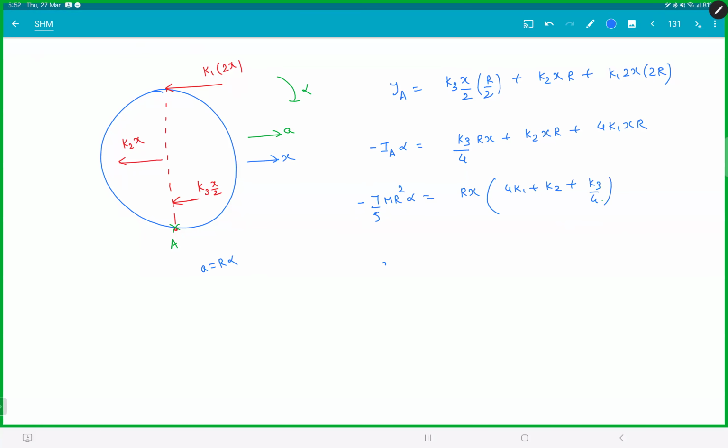One R will cancel. You will get A is equal to minus 5 by 7m. 4k1 plus k2 plus k3 by 4 into x. That's your omega square. You'll get the time period from here. Make sense? Any doubts on this? So the main thing was that each spring will have a different elongation.